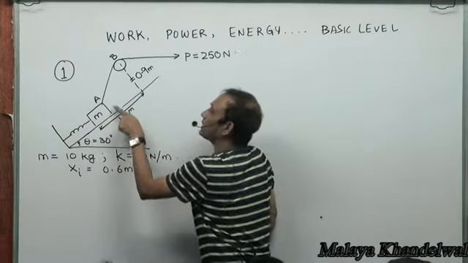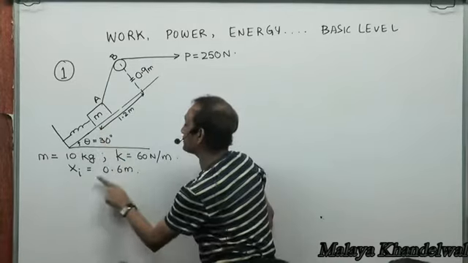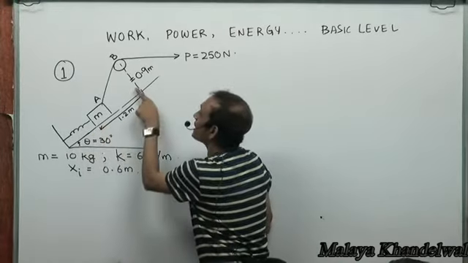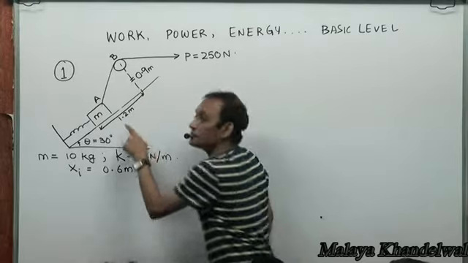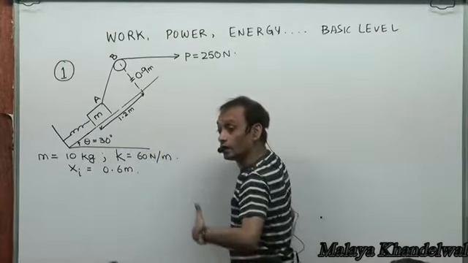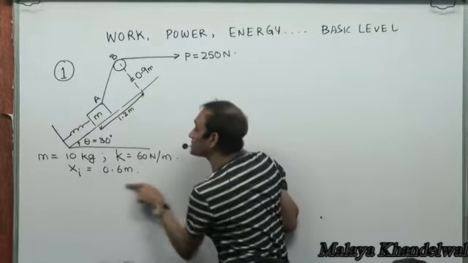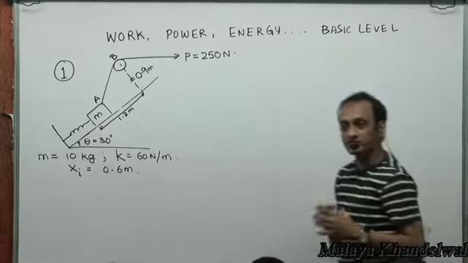obviously the spring elongates. This was already 0.6 meters of elongation. When the mass comes here, the spring elongates by another 1.2 meters. That means 1.8 meters will become the elongation of the spring when the mass reaches this end, because it already has an initial elongation of 0.6 meters.